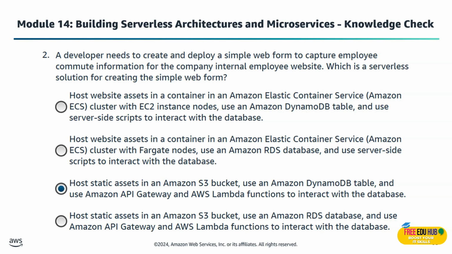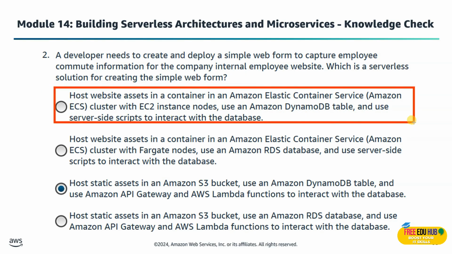S3 serves your static web assets like HTML and JavaScript. API Gateway would expose the API endpoints. Lambda runs your backend logic when needed, and DynamoDB would store the data. No servers to manage, fully scalable, and you only pay for execution time. Now let's try to explain the other options.